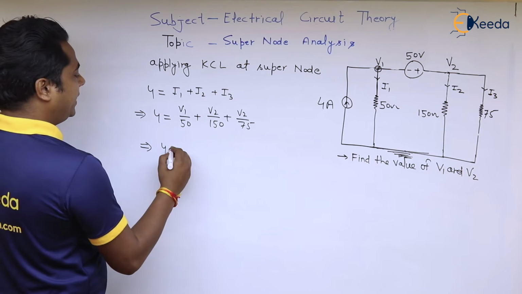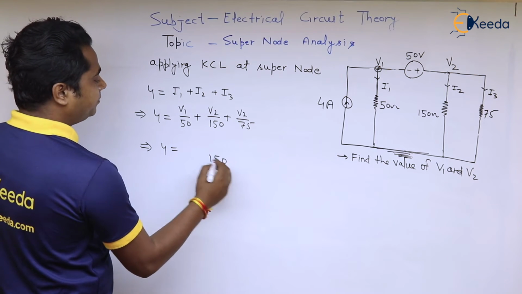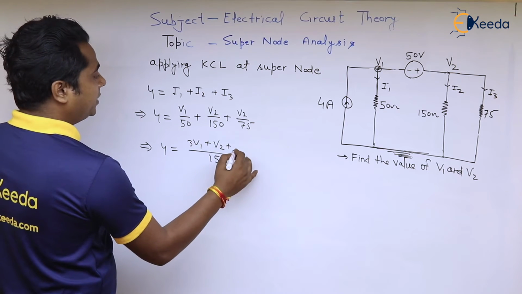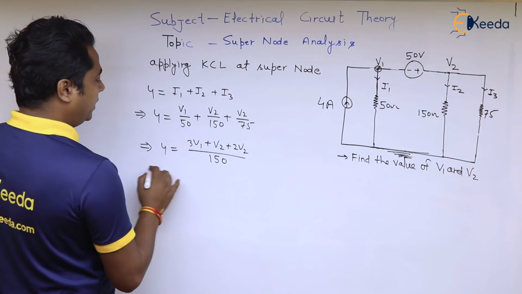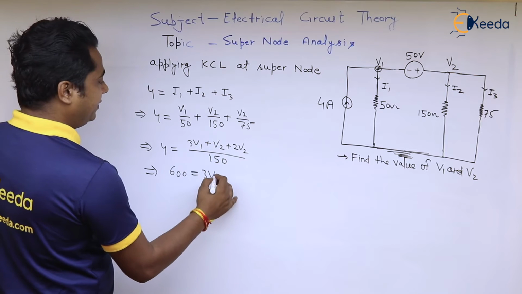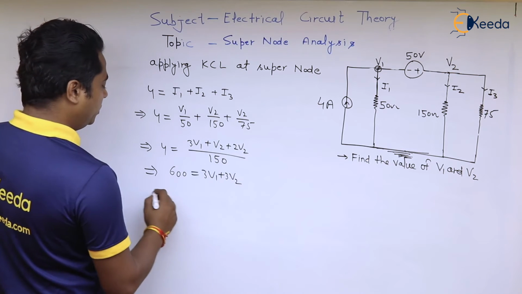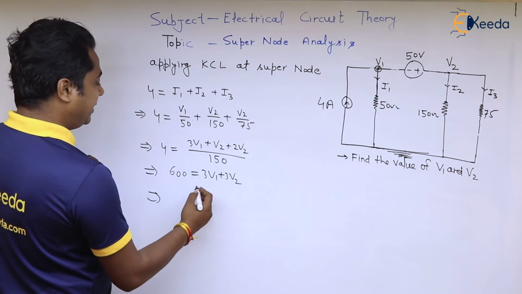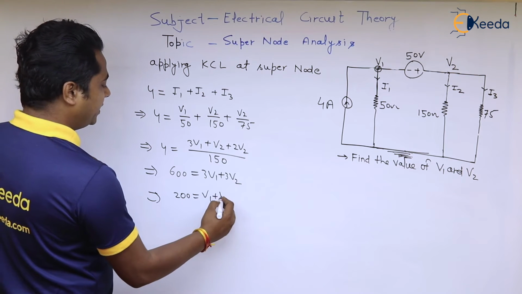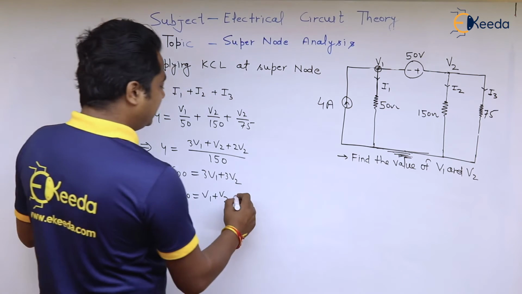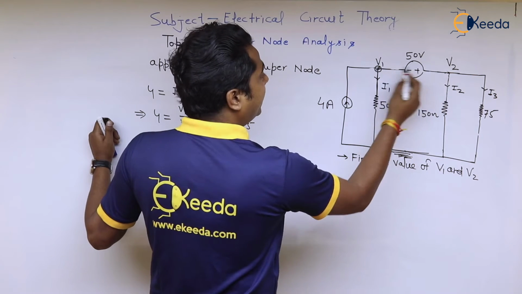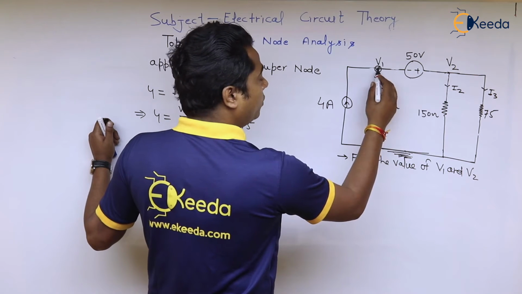From here we can take the LCM as 150: 3V1 plus V2 plus 2V2, and this will be equal to 600. So 600 is equal to 3V1 plus 3V2, and if we take 3 common, then 200 is equal to V1 plus V2. This is equation number 1.